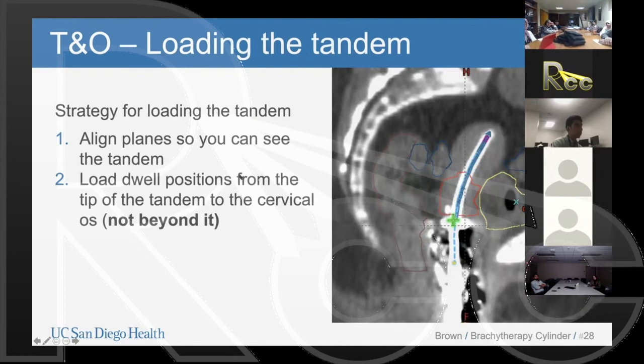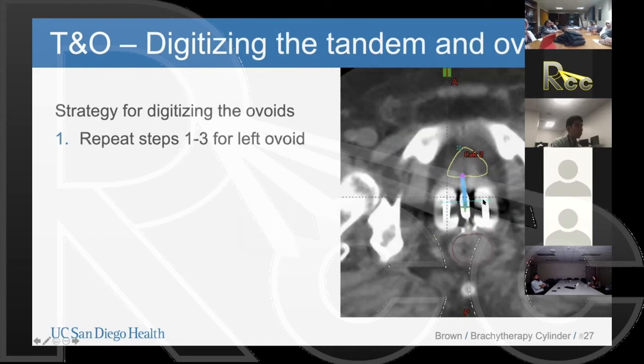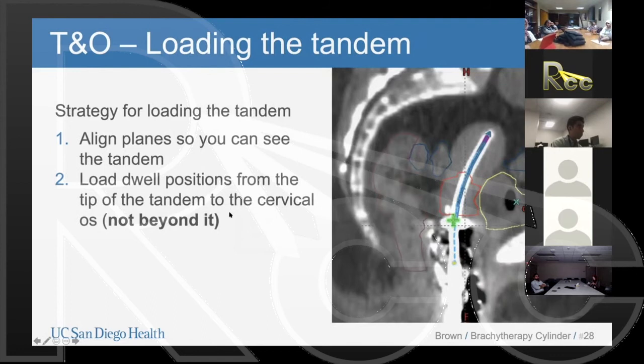And then I would do exactly the same thing for the left ovoid here. I would just use exactly the same process: axial image, coronal image, and then sagittal image. And then I would go ahead and digitize that. Okay, so now that we have our tandem digitized, our two ovoids digitized, and we've already defined point A, now we can go back and roughly set up our views.